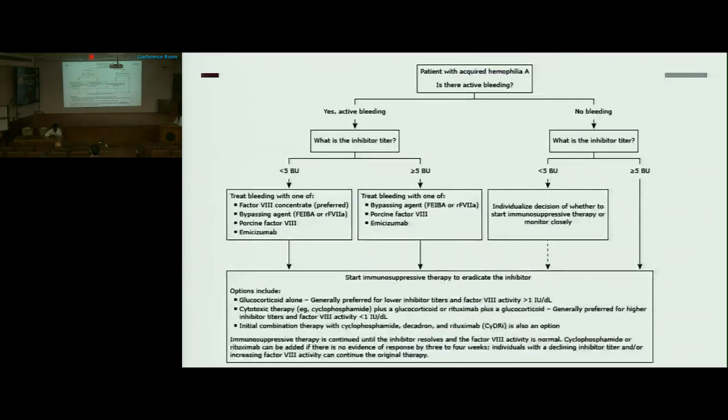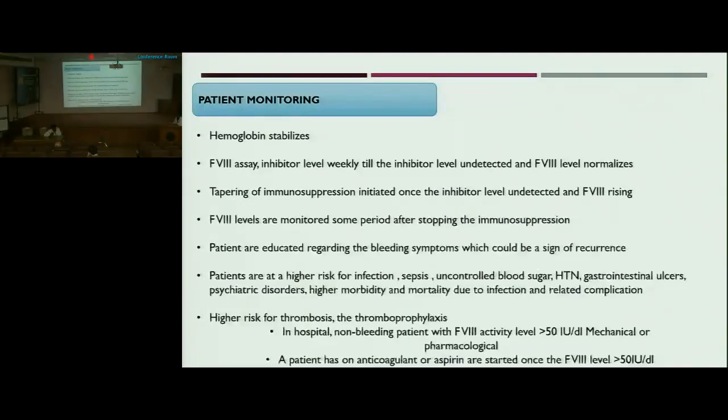If a patient presents with hemophilia with active bleeding, measure the inhibitor titers. If less than 5 Bethesda units, go with factor 8 concentrate. If more than 5, go with bypassing agents, followed by immunosuppression therapy. The patient is monitored by the hemoglobin stabilizing.